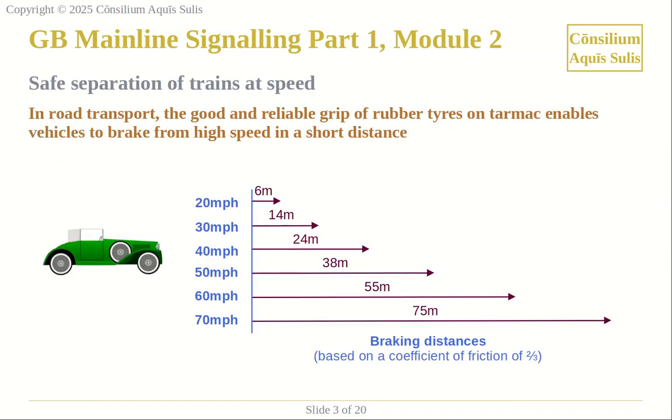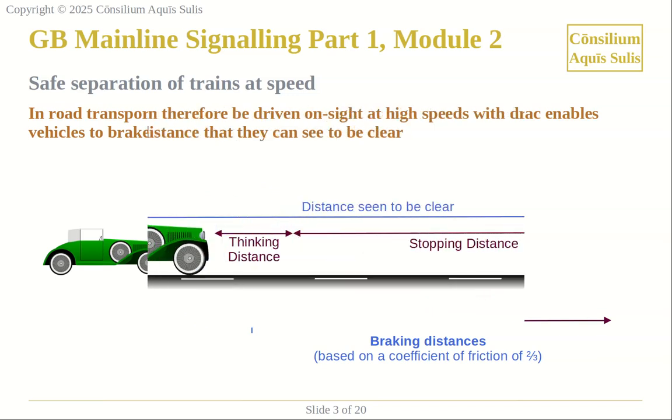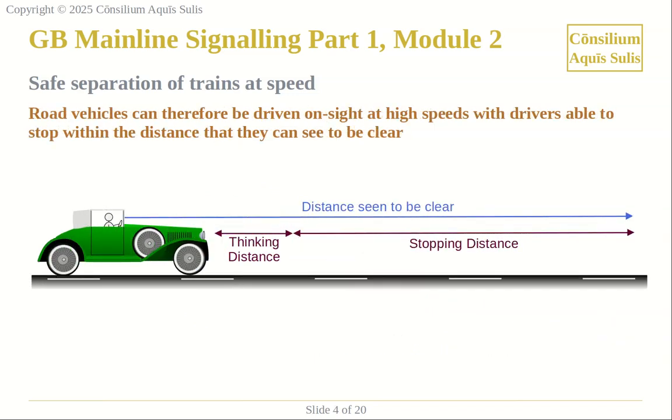In road transport, there is a good and reliable grip of rubber tyres on tarmac that enables vehicles to brake from relatively high speeds in a short distance. So, taking the coefficient of friction of 2/3 that is used in the UK Highway Code, this gives a braking distance of only 75 metres from a speed of 70 miles an hour. And adding to that a thinking distance of 21 metres, that gives a total distance to stop of less than 100 metres, a distance that we can reasonably expect a driver to look ahead and judge distance and what's ahead and be able to stop safely in the distance that can be seen to clear in driving in what we call an on-sight mode.